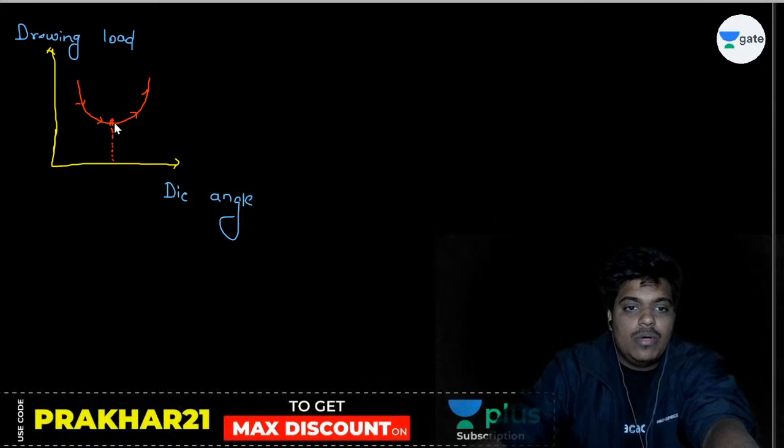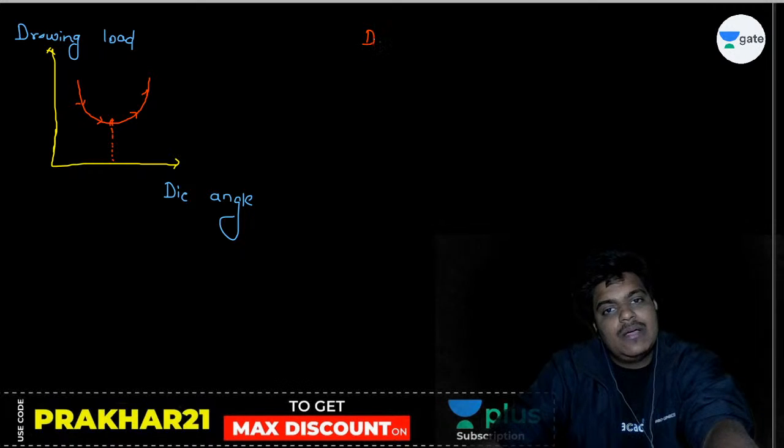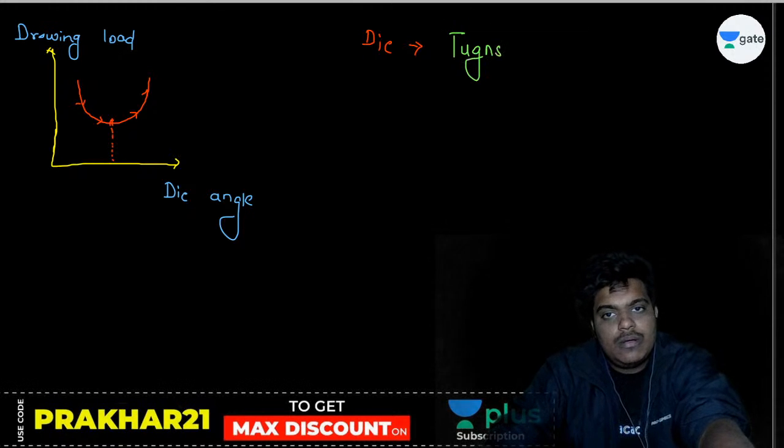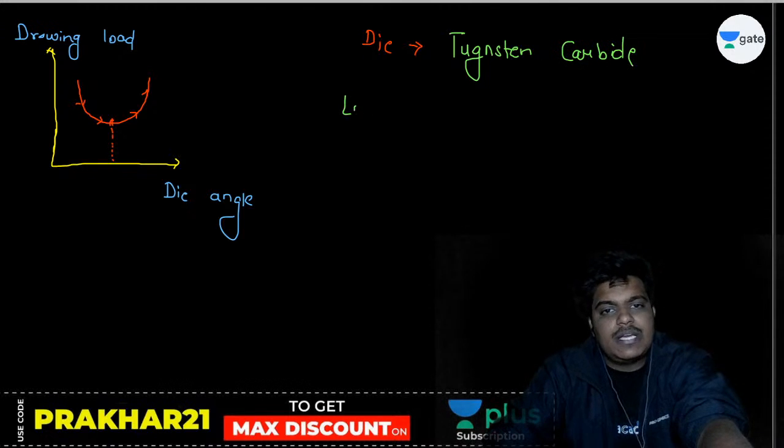Okay. Now many times people ask, what is the die material used? What material is the die made of? So tell them that the die is made up of tungsten carbide. The die is made up of tungsten carbide.